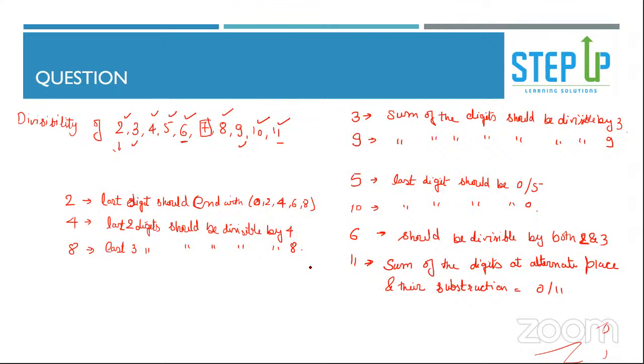Now 7 was an exceptional case. We need to double the last digit, that is, multiply by 2, and subtract it from the remaining digits. So all of this is available on the internet also, and we practiced a few questions yesterday. Today again it's number system. Tomorrow we will do a more rigorous revision.